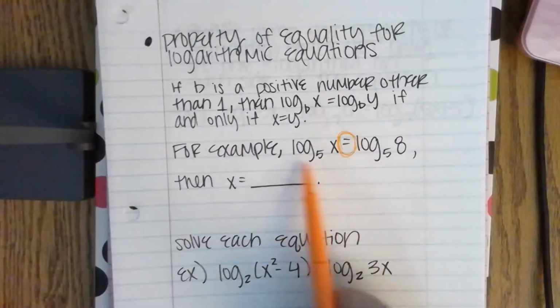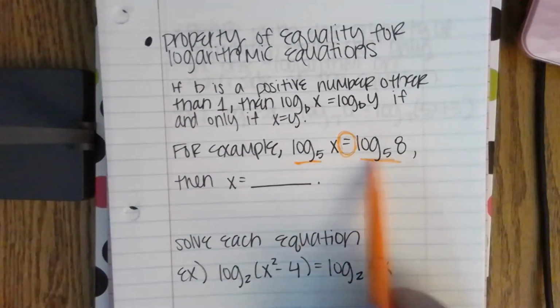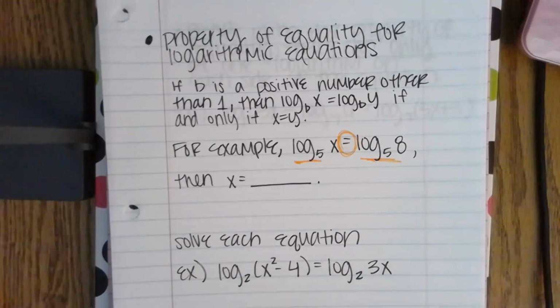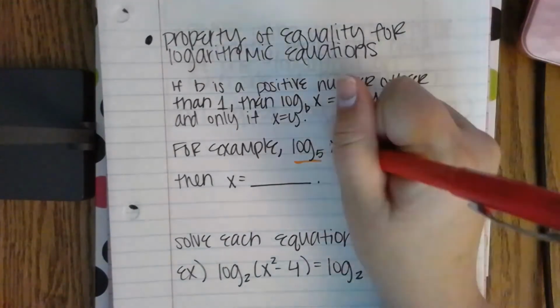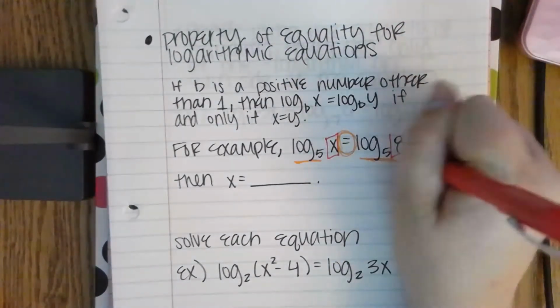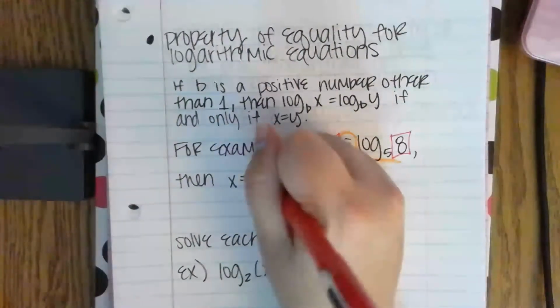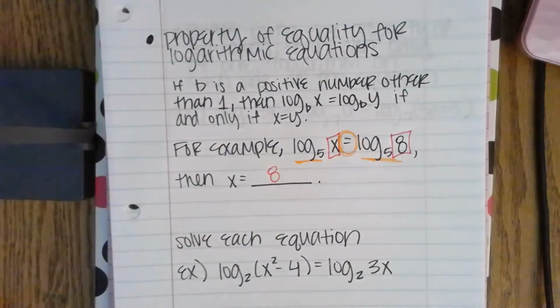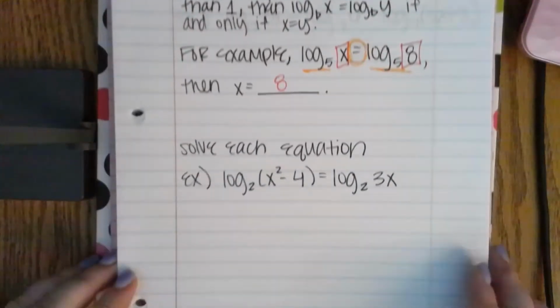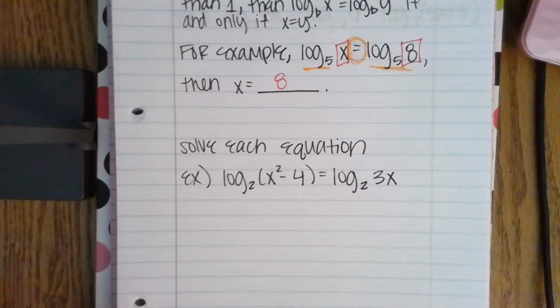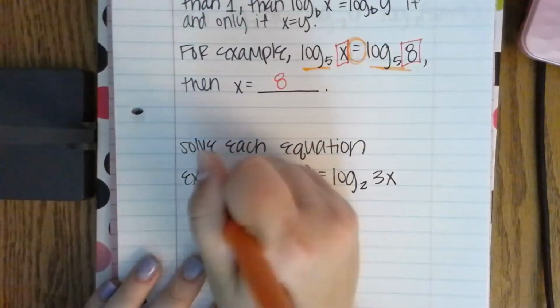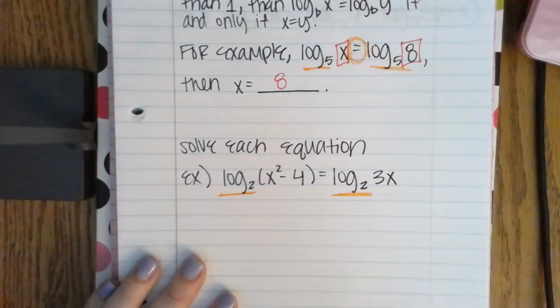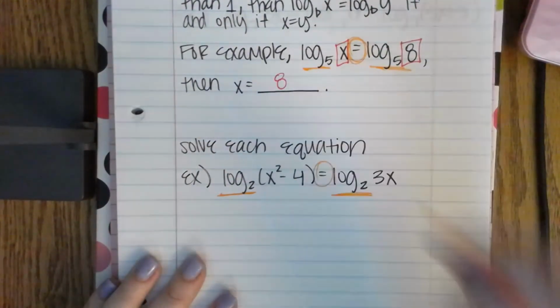So if I have log base 5, and they're set equal, then that means that this is equal to this. So x is equal to 8. It's almost like dropping the log base 5. So let's practice that a little bit. Here we have a log base 2 on one side, a log base 2 on the other side, and the equal sign, which is key there.